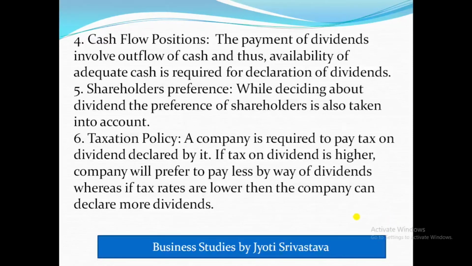I hope it is clear till here. Now the shareholder need not pay any tax, as the company has already paid it. So on this basis, if the tax rate is lower, please listen very carefully, then the company may declare higher dividend. Clear? And if the tax is more, then the company can declare less of the dividend. So this is how the taxation policy also affects the dividend decision.